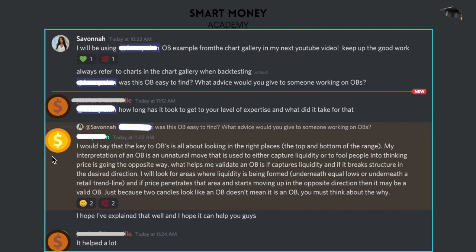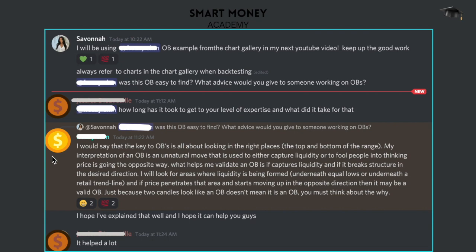My interpretation of an order block is an unusual or unnatural move that is used either to capture liquidity or to fool people into thinking the price is going the opposite way. What helped me validate an order block is if it captures liquidity and if it breaks structure in the desired direction. I will look for areas where liquidity is being formed underneath equal lows, underneath a retail trend line, and if the price penetrates in that area and starts moving up in the opposite direction, then it may be a valid order block.